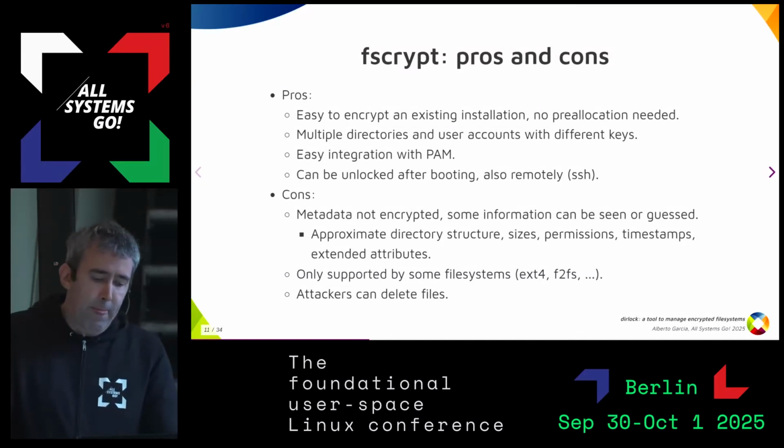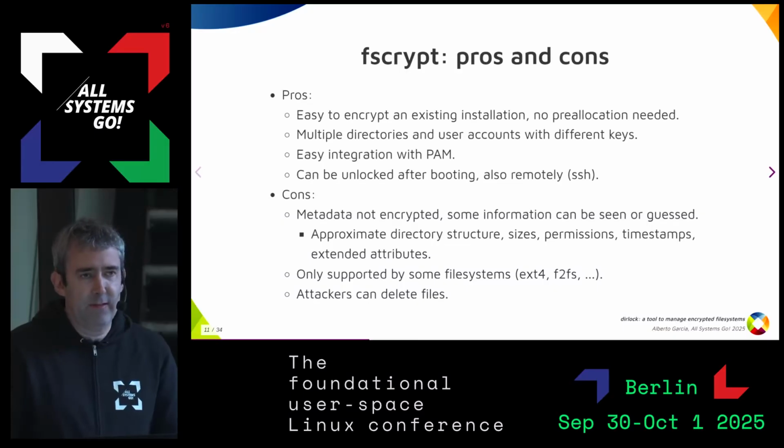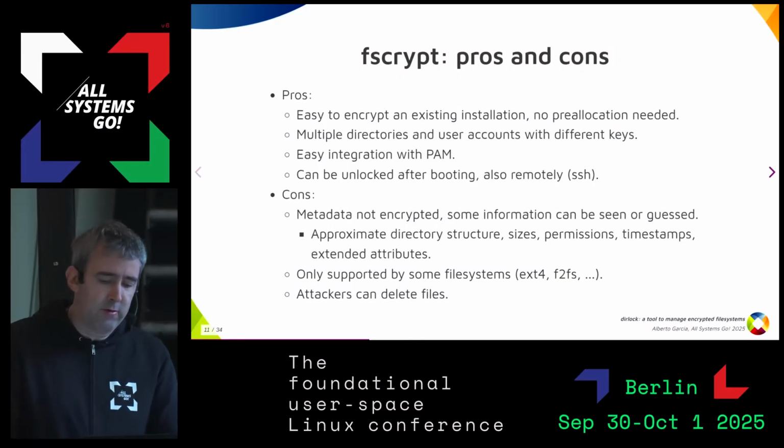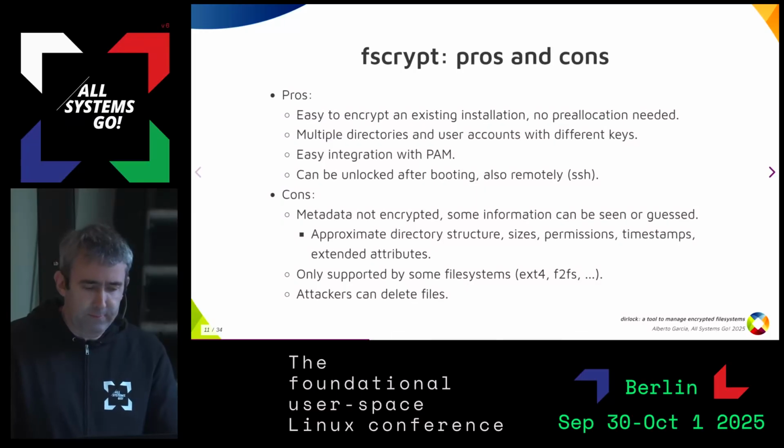It is also, fscrypt is an API that is generic and independent from the file system, but each specific file system needs to implement it. So at the moment, it's only supported by a few of them. But luckily, we use ext4, and ext4 is supported. And also, attackers can delete files. The files themselves are hidden in the sense that you cannot see the contents, but with a normal unlink system call, you can delete them.